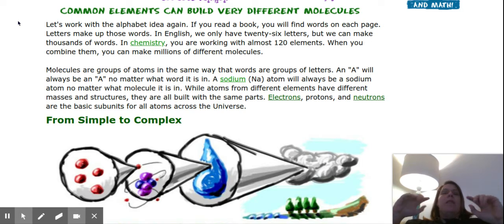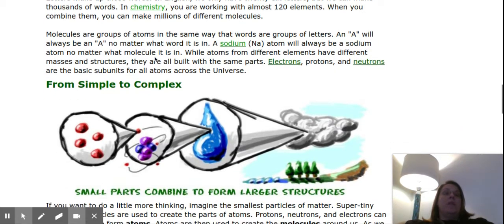Let's look at the alphabet idea again. If you read a book, you will find words on each page. Letters make up those words. In English, we only have 26 letters, but we can make up thousands of words, and gosh knows how ridiculous some of those words actually come out to be, how complicated they are. In chemistry, you are working with almost 120 elements, and when you combine them, you can make millions of different molecules. So there you go.